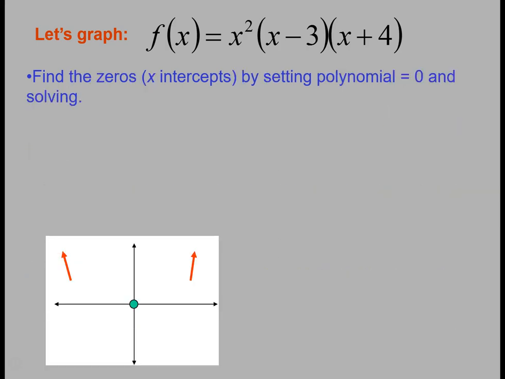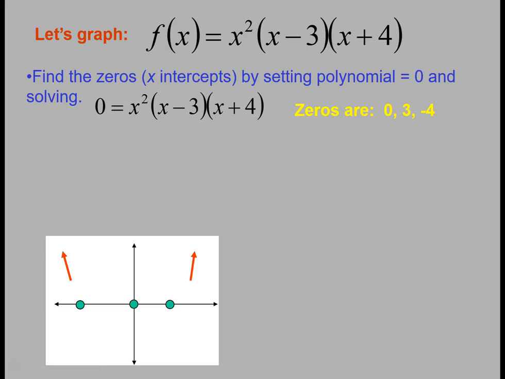Now I'm going to find all of the zeros of the function by setting each factor equal to 0. So each one of these factors set equal to 0 would make the polynomial equal to 0. So if x were 0, the whole thing would be 0. If x were 3, the whole thing would be 0. If x were negative 4, the whole thing would equal 0. So I'm going to plot those on my graph.